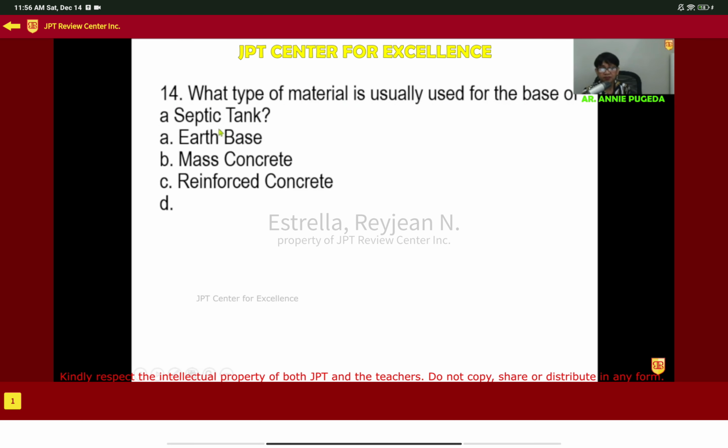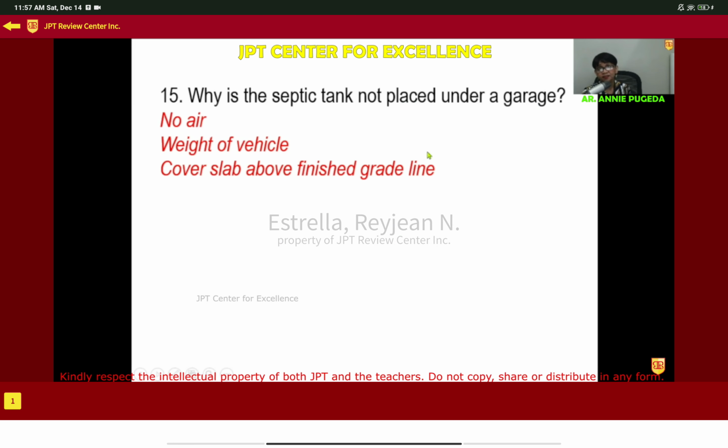What type of material is usually used for the base of a septic tank? Reinforced concrete, letter C. Why is a septic tank not placed under a garage? Because if you compact it, the air is lost. Air is an important component for the proliferation of aerobic bacteria in the airspace. The vehicle's weight may damage the slab, causing wear and tear. The cover slab of your septic tank is normally above ground, above the finished grade line, not flush, so that is what can happen if you put it in a garage or carport.